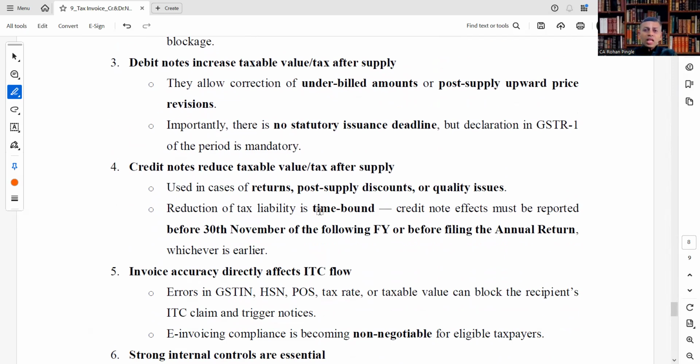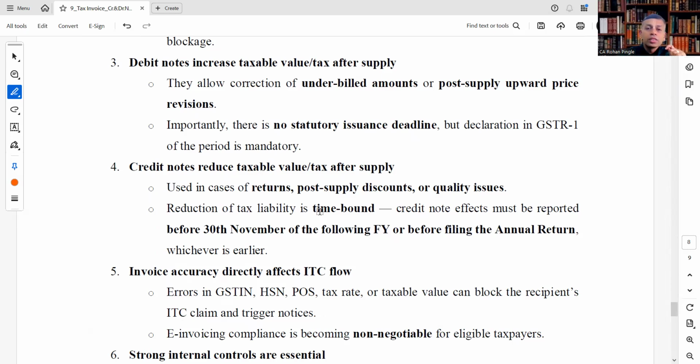They allow correction of underbilled amounts or post-supply upward price revisions. Importantly, there is no statutory issuance deadline for debit notes, but declaration in GSTR-1 of the period is mandatory. Means there is no time limit to issue a debit note, but declaration in GSTR-1 of the period is mandatory.